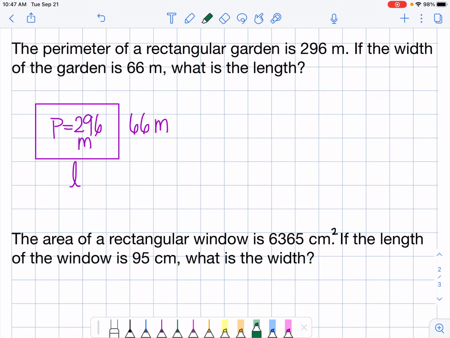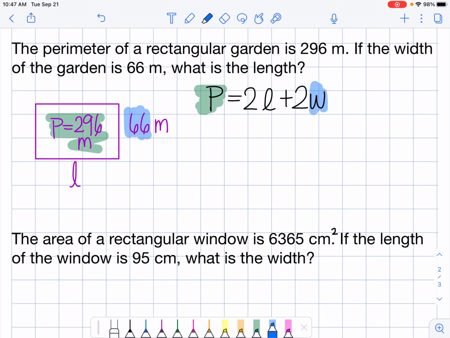Okay, so because they give me perimeter, I'm going to use my perimeter formula. Perimeter is 2 times the length plus 2 times width. I'm going to plug in all the information that they give me. They tell me that perimeter is 296, so I'm going to write that here. They tell me that my width is 66, so I'm going to write that here.